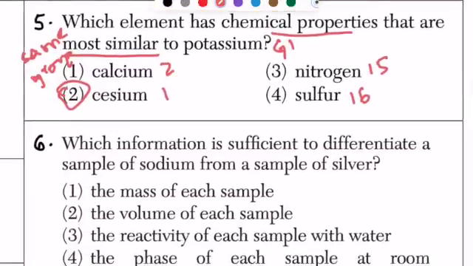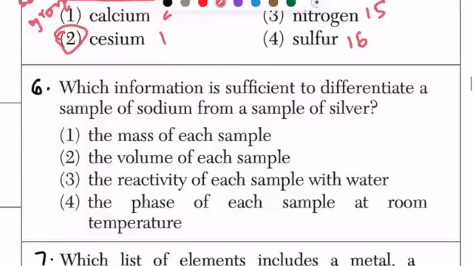So which information is sufficient to differentiate a sample of sodium from a sample of silver? So both of them are metals. So let's look at some options. The mass of each sample.